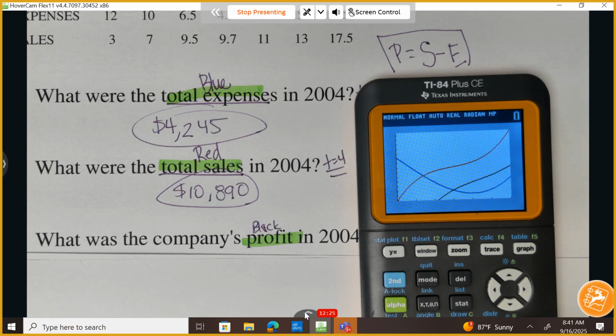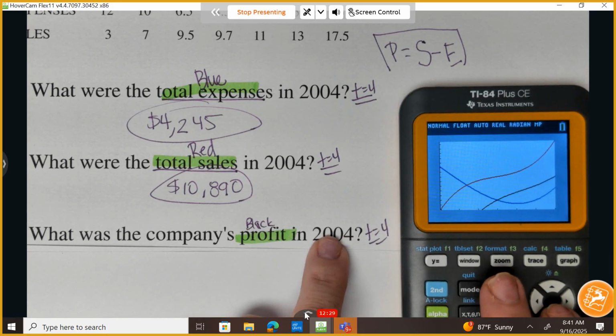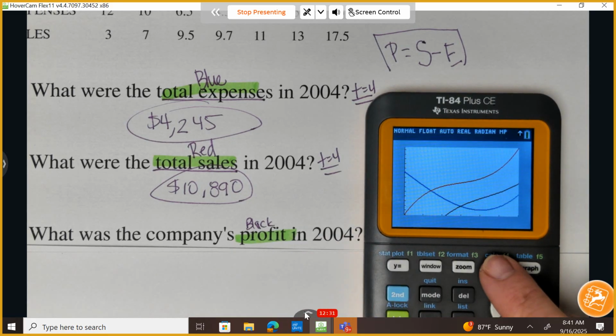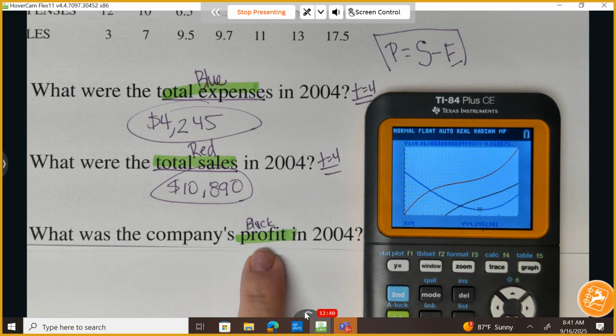Okay, so how do we figure out the company's profit in this particular year, which is t equals 4? Okay, we're going to do the same thing. We're going to go second, calculate, value. I'm going to type in 4. And when I type in 4, I'm like, uh-oh, this is where students would often write this down wrong. I want to find the line that is black. So I'm just going to use my arrow, and there it is.